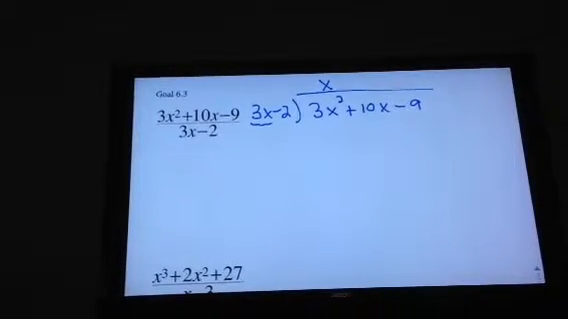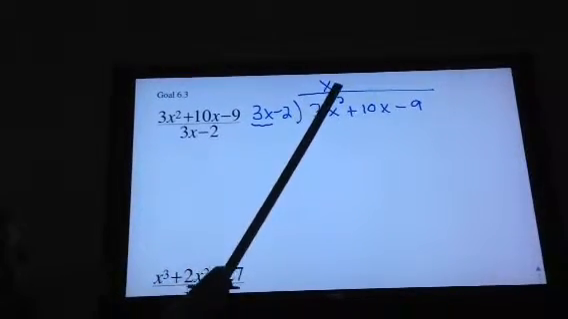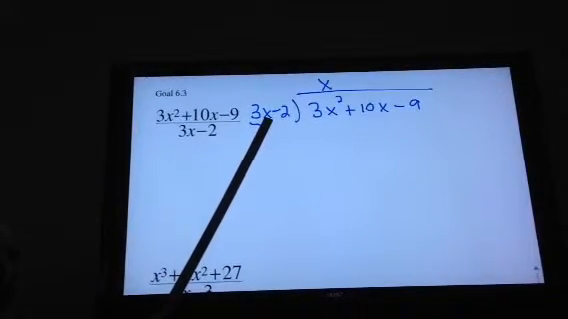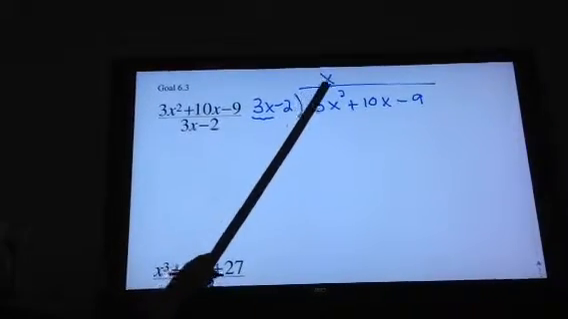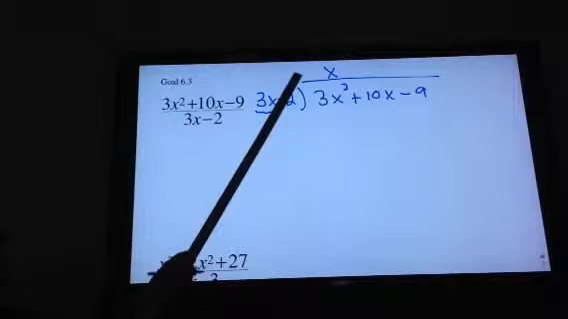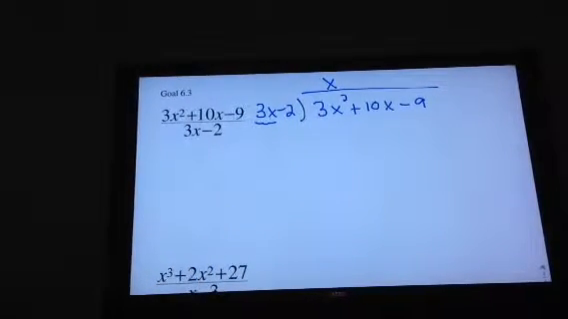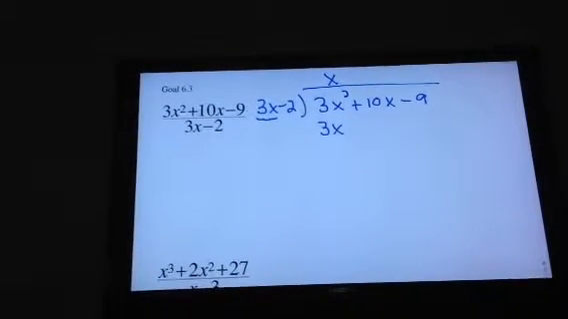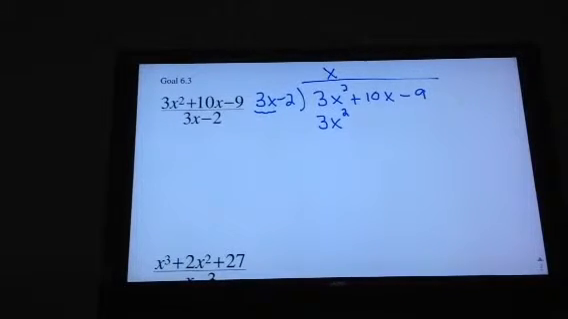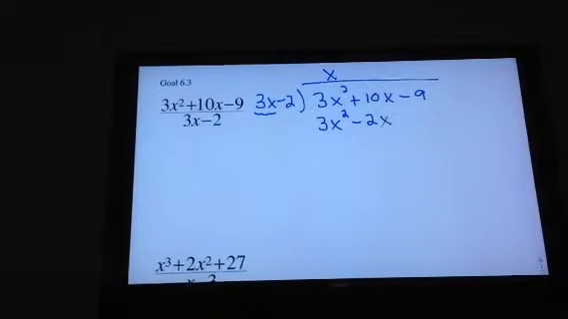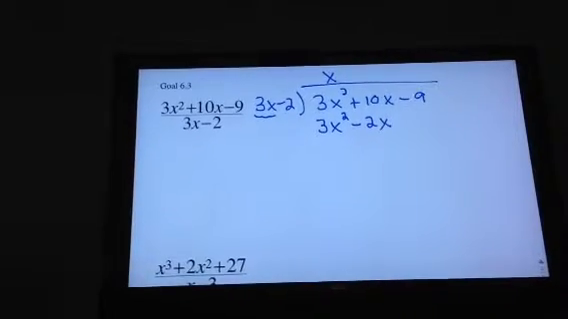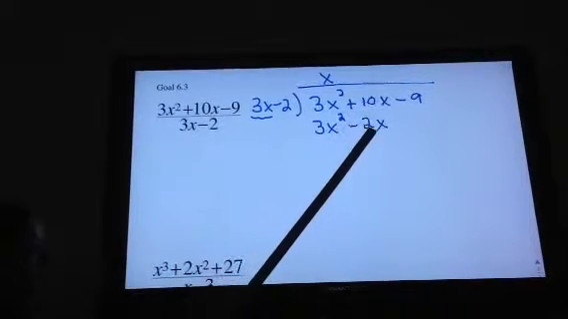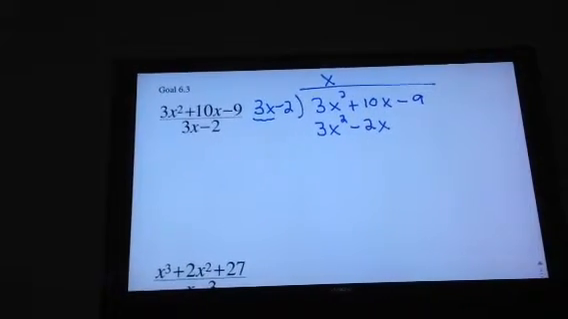Now, in long division, what did you do next? You took whatever you put up here and multiplied it by this thing out here. That's exactly what we do. We're taking a monomial term times a polynomial, so make sure you distribute it to the entire thing. I have x times 3x, which is 3x squared, and x times minus 2, which is minus 2x. Notice that my x squareds are lined up and my x's are lined up. That's important. Try to be neat and organized.